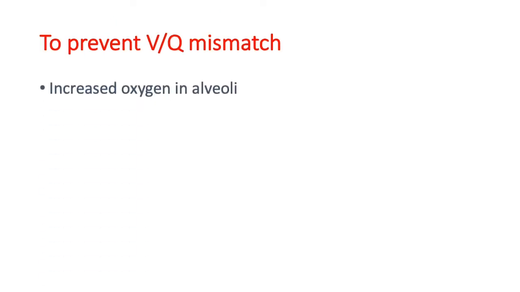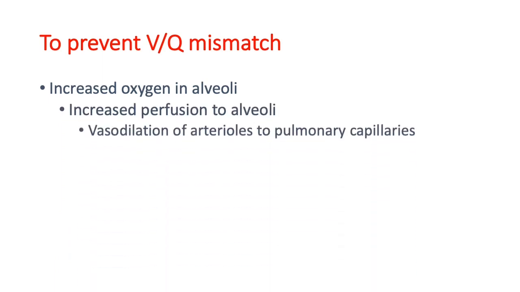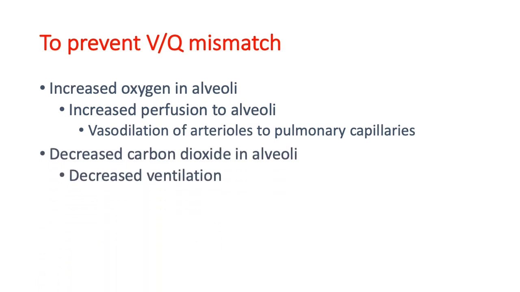When you have an increased level of oxygen in the alveoli, you will want to increase perfusion in the alveoli to match the increased oxygen. This will allow that oxygen to diffuse into the blood. This increased perfusion to the alveoli will result from vasodilation of the arterioles feeding the pulmonary capillaries to those alveoli. Decreased carbon dioxide in the alveoli will bring about a decrease in ventilation. This is accomplished through bronchial constriction of the bronchioles.